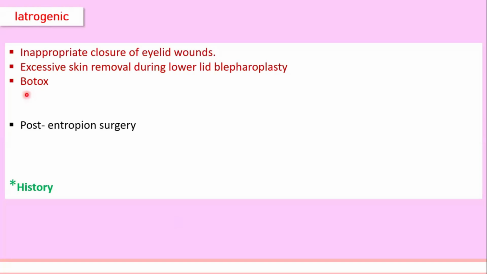Again, if we are talking right now about the mechanism, number one and number two, it is cicatricial ectropion. It's iatrogenic, but in between brackets, cicatricial. Number three, it is iatrogenic, but in between brackets, it's paralytic. And we also said post-entropion surgery, and it is somehow desirable to have some mild ectropion in the early post-operative period.